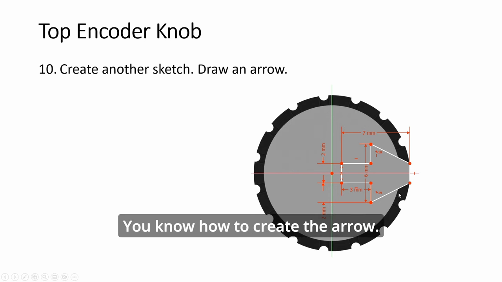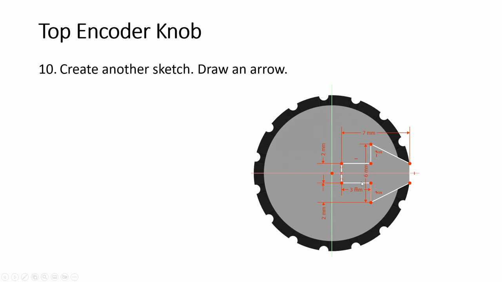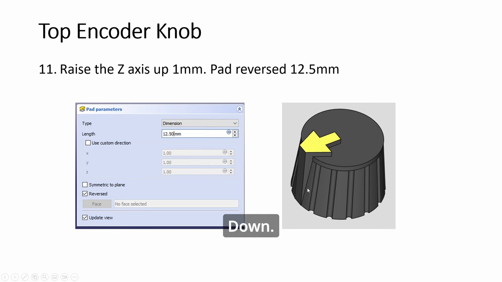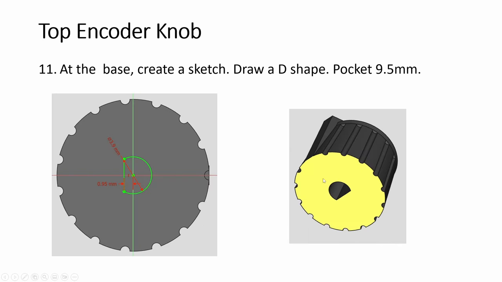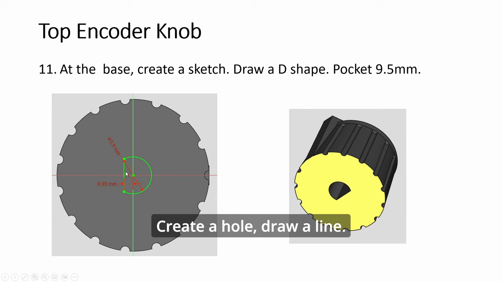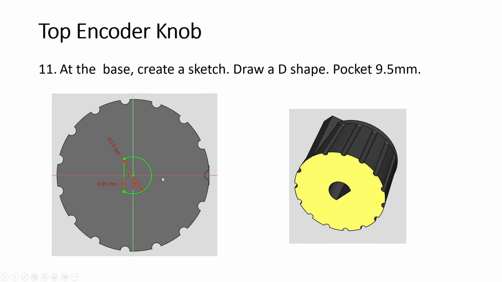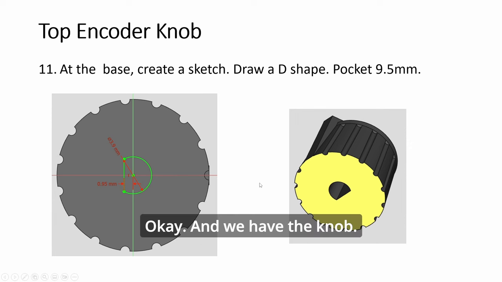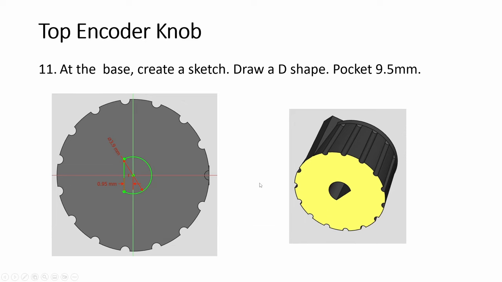You know how to create the arrow, raise it up, reverse pad down. Okay, 12.5, see, reverse pad, else it goes up this way. Then create a hole, draw a line. I've shown this in previous videos before, and trim this part here, and then pocket it 9.5. Okay, and we have the knob.